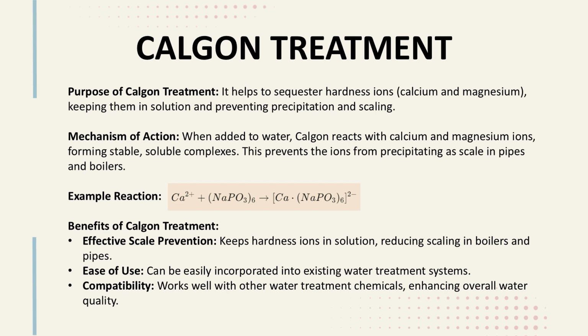The benefits of Calgon treatment include effective scale prevention. By keeping hardness ions in solution, Calgon minimizes the risk of scaling. Ease of use. It can be easily integrated into existing water treatment systems. Compatibility. Calgon works well with other chemicals used in water treatment, enhancing the overall quality of the water.